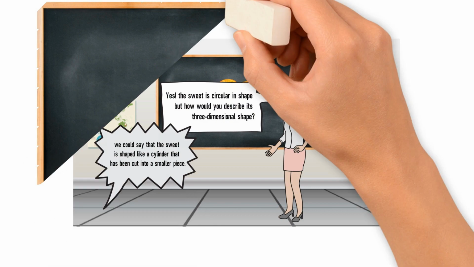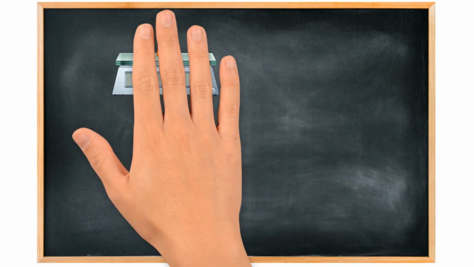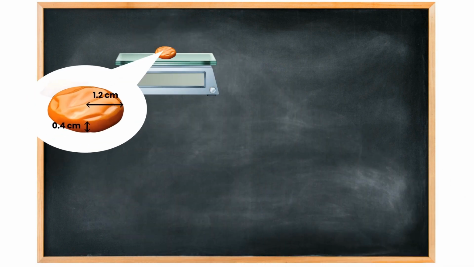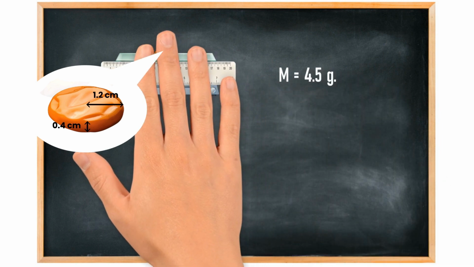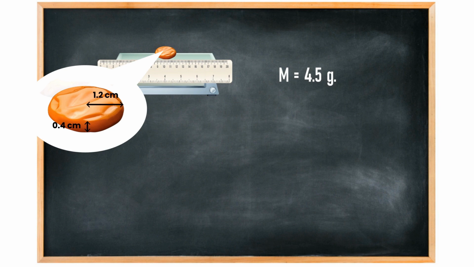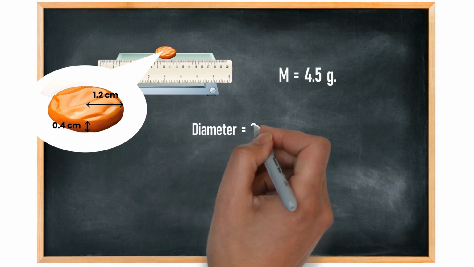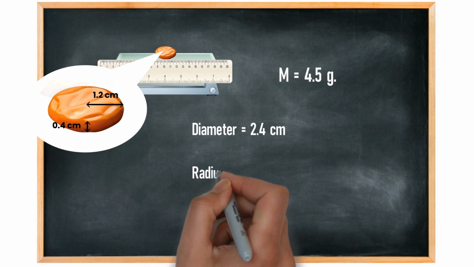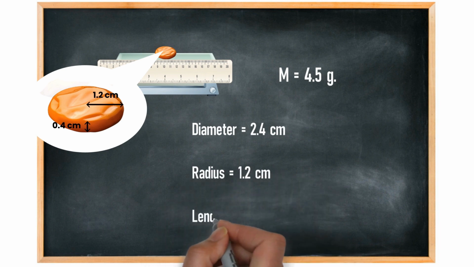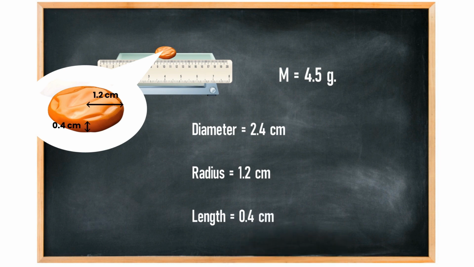After Azaria was satisfied that the whole class could agree that the sweet was cylindrical in shape, Azaria rather astutely took the wrapping off the sweet and weighed it and worked out that its mass was 4.5 grams. She then used a ruler and measured the sweet's dimensions and added annotations to a projected image of the sweet on the board as shown here. Azaria worked out that the sweet had a circular diameter of 2.4 centimeters and therefore a radius of 1.2 centimeters and a length of 0.4 centimeters.